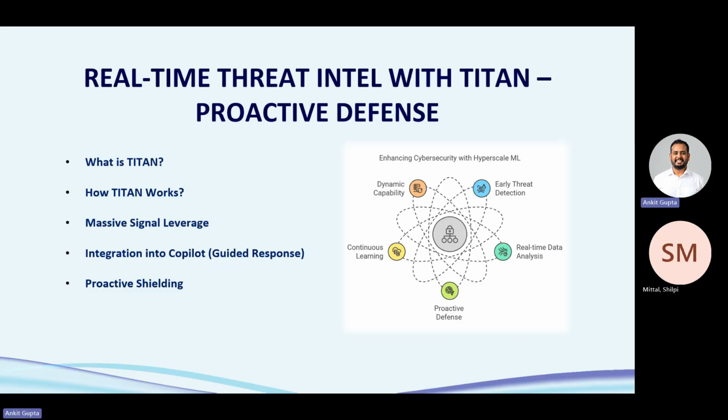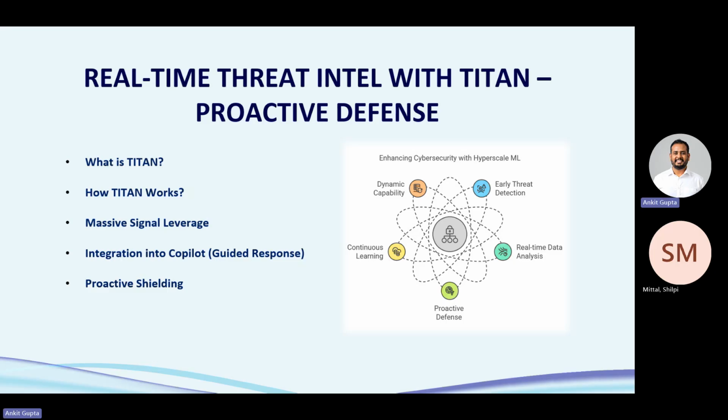Fueled by over 24 trillion signals daily from Defender threat intelligence, Defender experts, customer telemetry, and open source feeds, Titan makes correlations at scale no human team could. For example, one customer's discovery of a malicious URL might instantly reveal a set of related IPs and domains, all of which can be marked hostile and blocked across the Microsoft ecosystem.